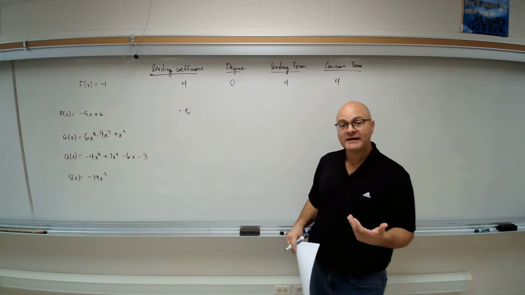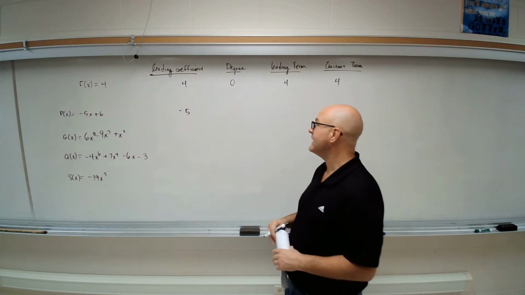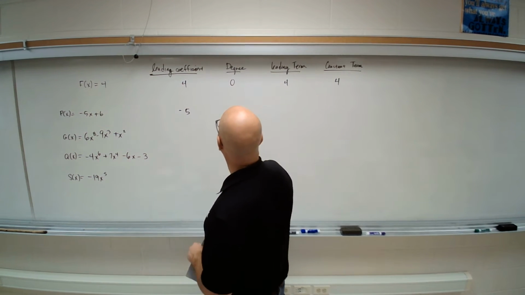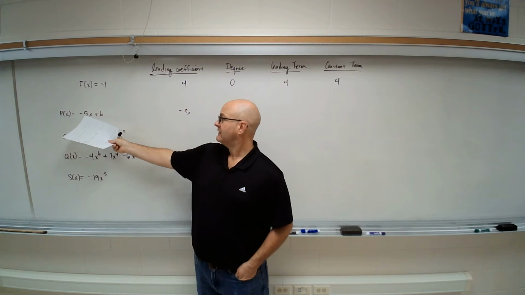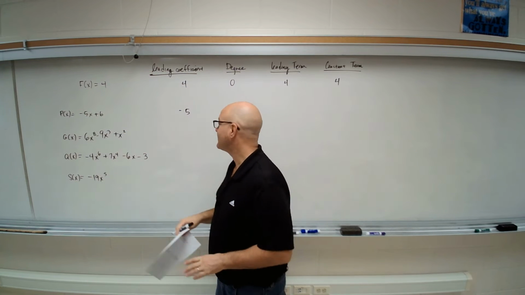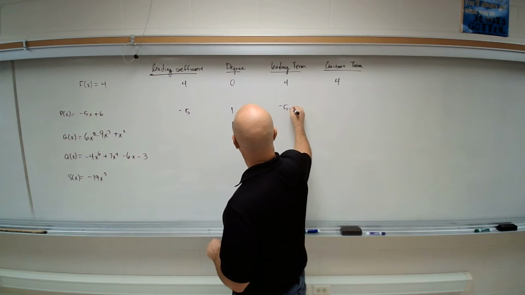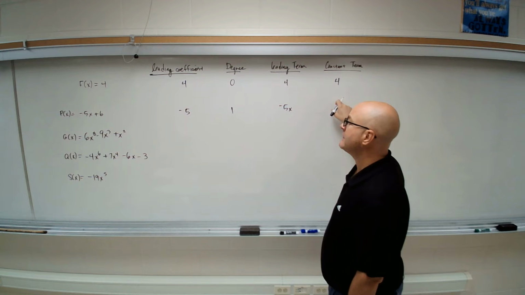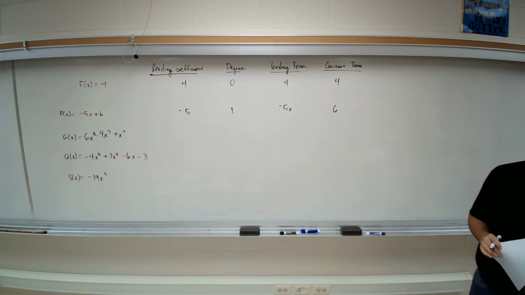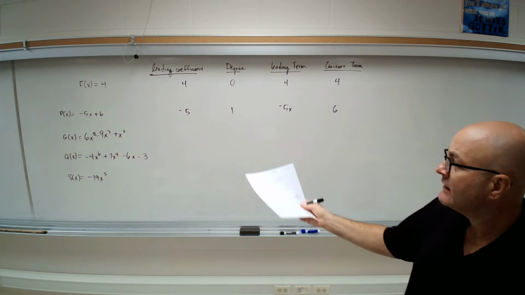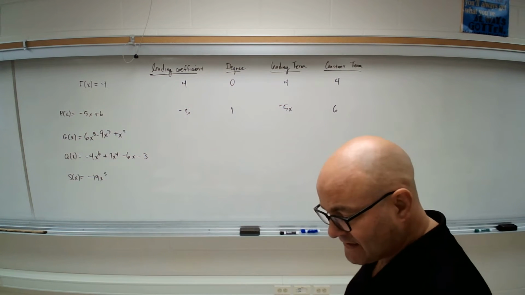Degree, right? The biggest power we see of x is the first degree. So it's degree 1. The leading term, again, that makes up that whole first piece, so it would be -5x. And then the constant term would just be the constant, which would be 6. So why don't you take a second here, try to figure out what the rest of these would be.